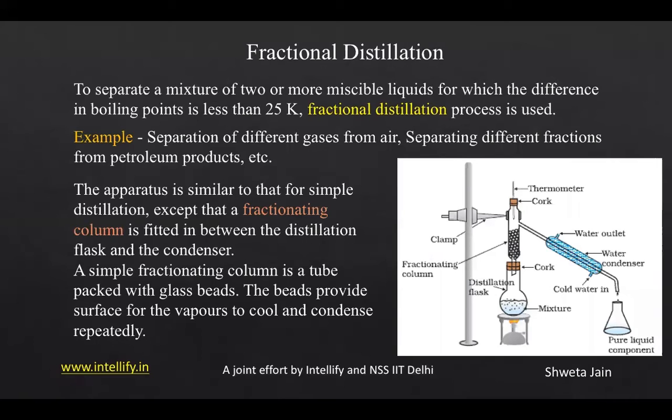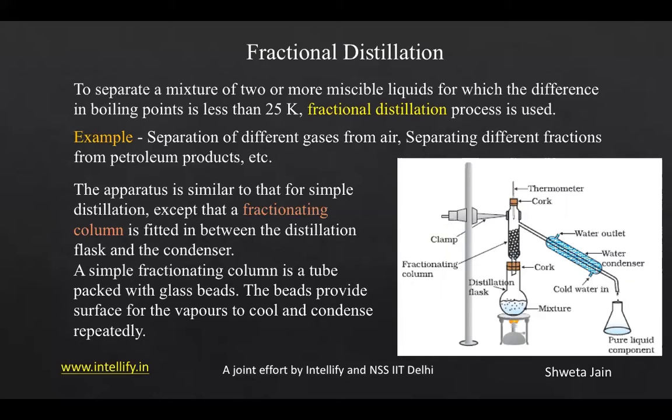Fractional distillation is used to separate a mixture of two or more miscible liquids for which the difference in boiling points is less than 25 degrees Kelvin. For example, separation of different gases from air, separating different fractions from petroleum products. The apparatus used for fractional distillation is similar to the apparatus that was used for distillation, except for the fact that here we use a fractionating distillation column also, and this fractionating column has glass beads.